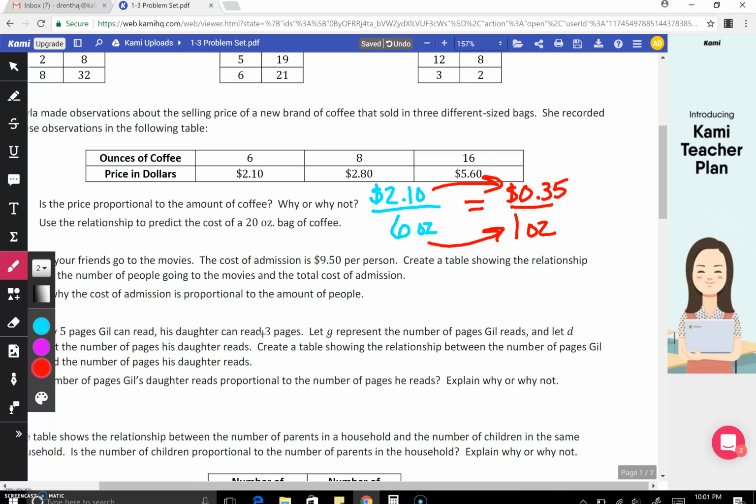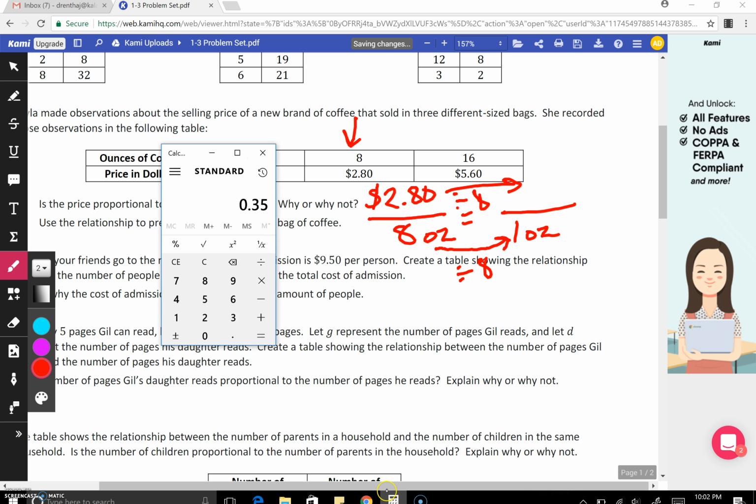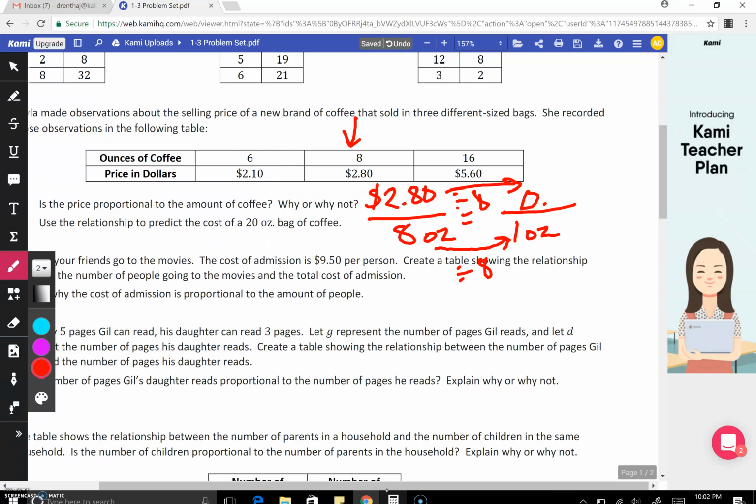So let's check those other two real quick. All right, so for this next quantity, it's $2.80 for 8 ounces. We want to find a unit rate, so to get 8 ounces down to 1 ounce, we're going to divide by 8. I'm going to do the same thing on top here, divide by 8. So $2.80 divided by 8 is also going to give us 35 cents an ounce.